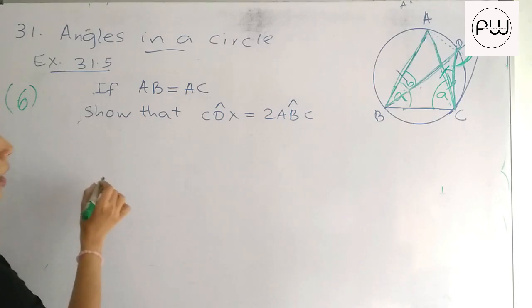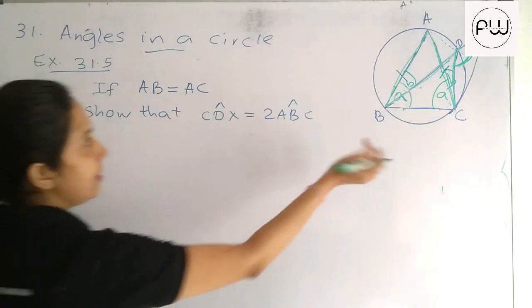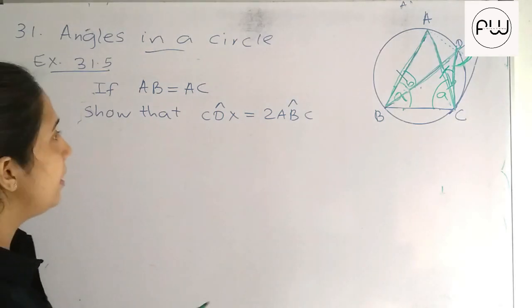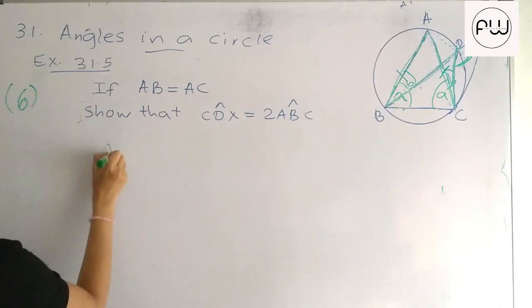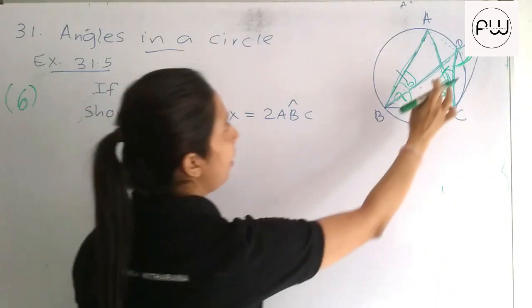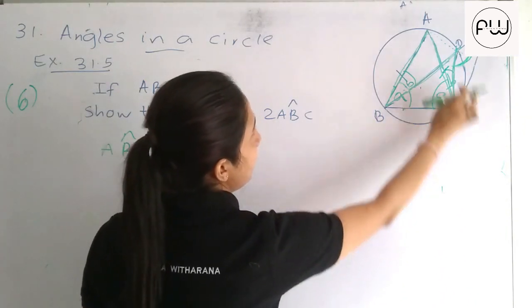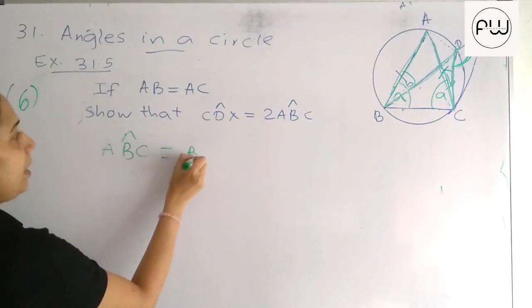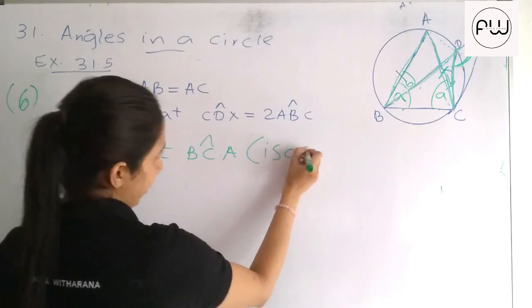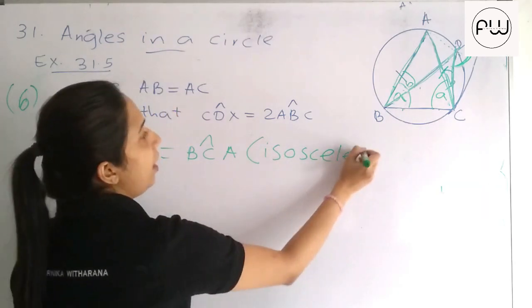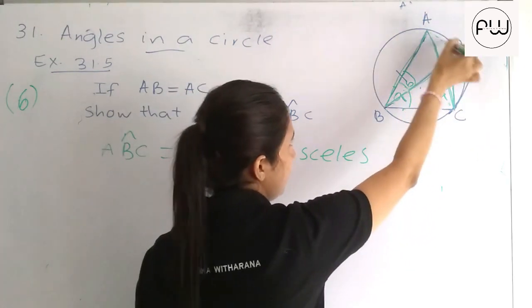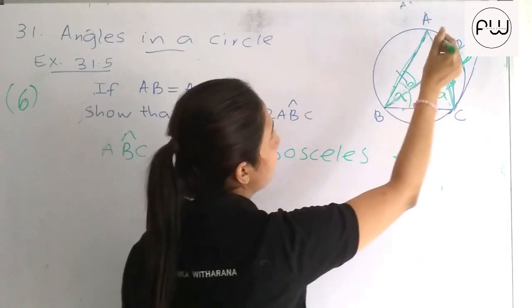Then we can write, first, these two angles are equal. Still we haven't written it. Then let's write ABC angle equal to BCA angle. The reason is isosceles triangle. Right. Then we consider this chord and this segment.